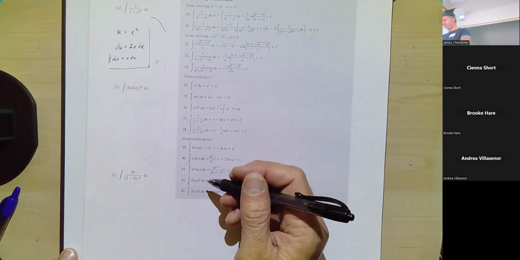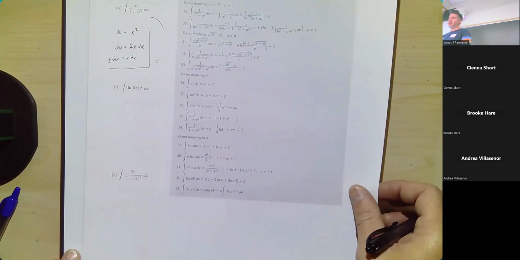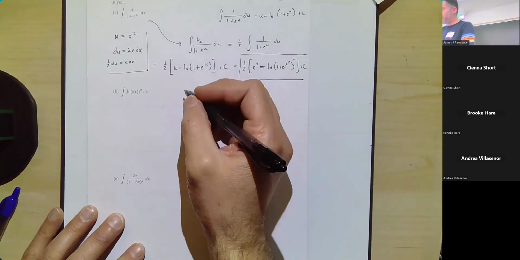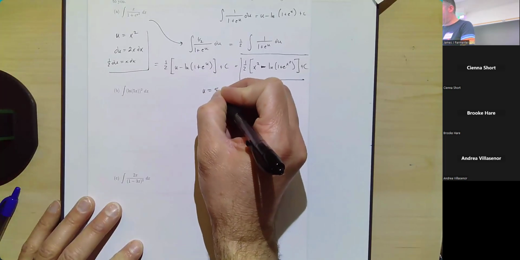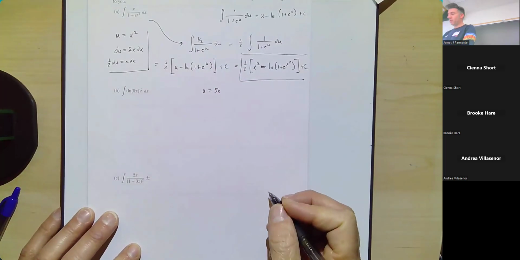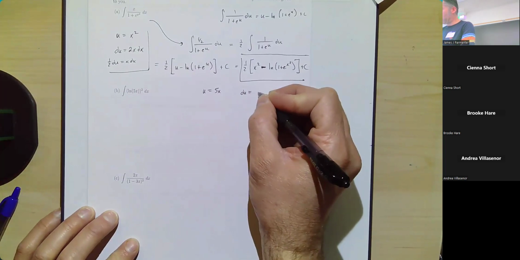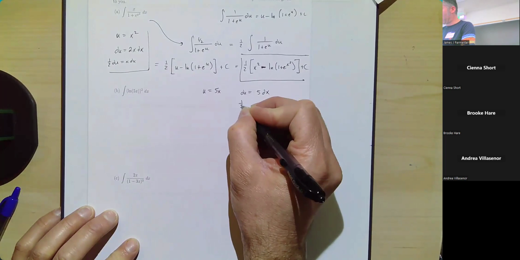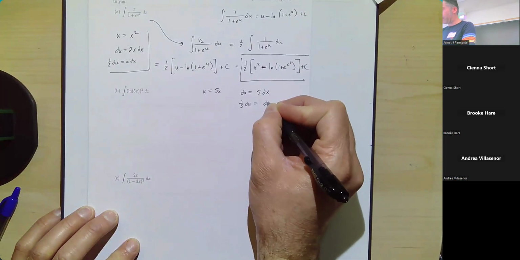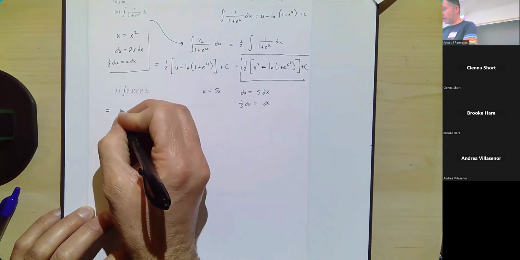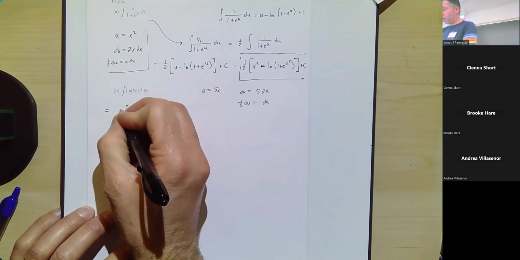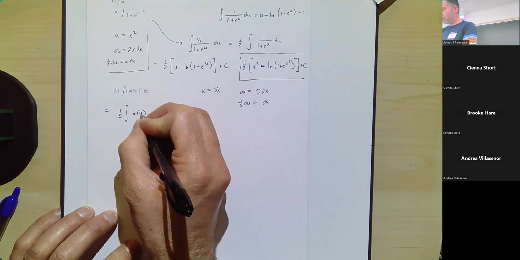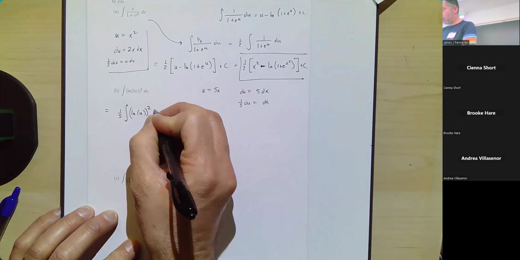I like doing the u sub. So I would let u equal 5x. My du is 5 dx. 1/5 du is equal to dx. So you can rewrite this as 1/5 times the integral of the natural log of u squared du.